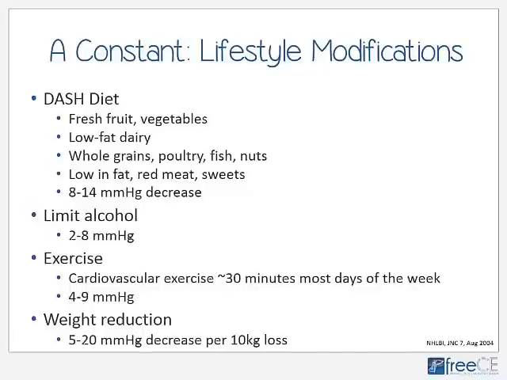Limiting alcohol can obviously reduce blood pressure. Exercise, doing cardiovascular exercise 30 minutes most days of the week, can show a reduction. And weight reduction is also very, very important. Implementing this diet would result in weight loss for most patients, and that can lead to anywhere from 5 to 20 millimeters of mercury reduction in blood pressure. So it can be very significant. We do need to remember to emphasize these changes in all of our patients.